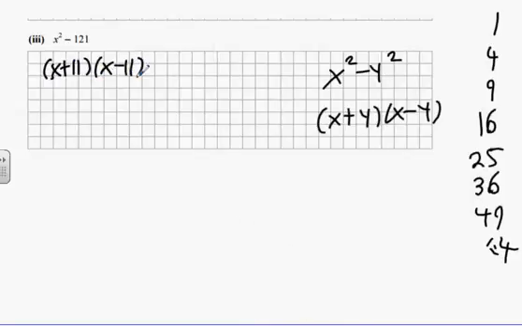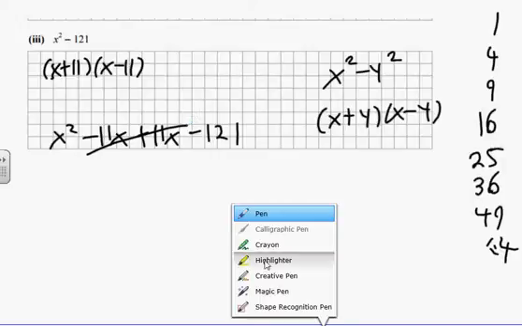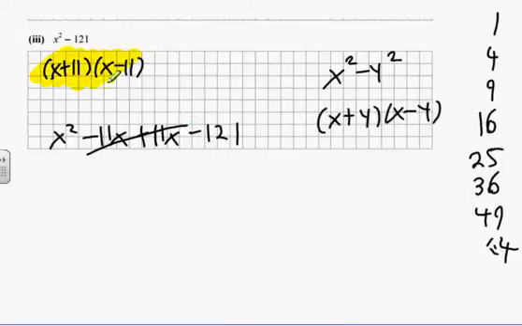How would you check if you're right? X by x, x squared. X by minus 11, minus 11x. X by plus 11, plus 11x and? They cancel. And you know you're correct. Okay. Everybody alright with that? So the answer is that part there.